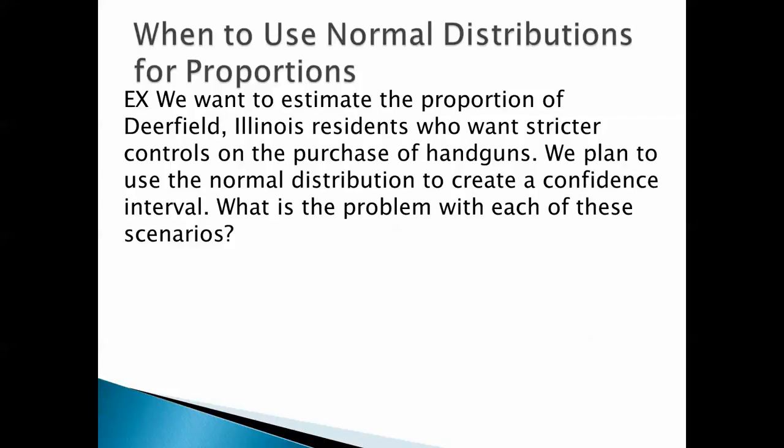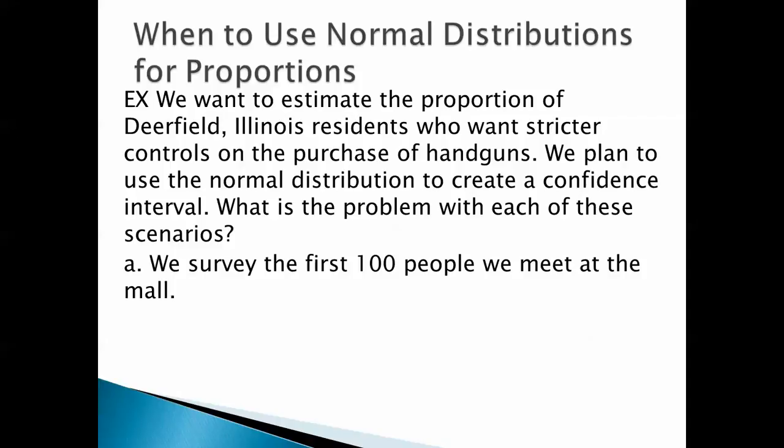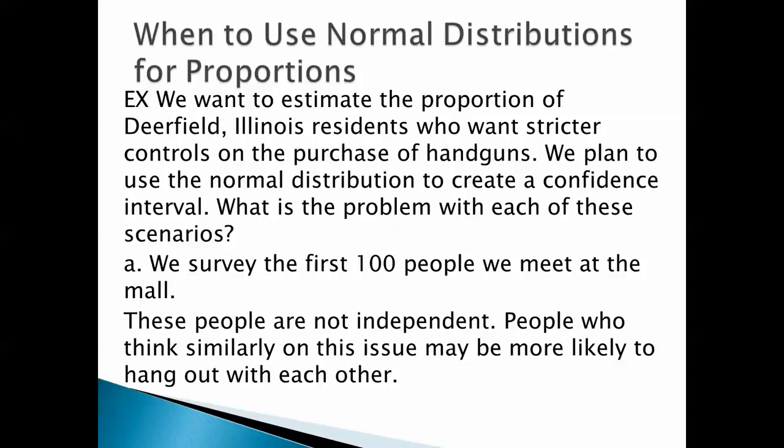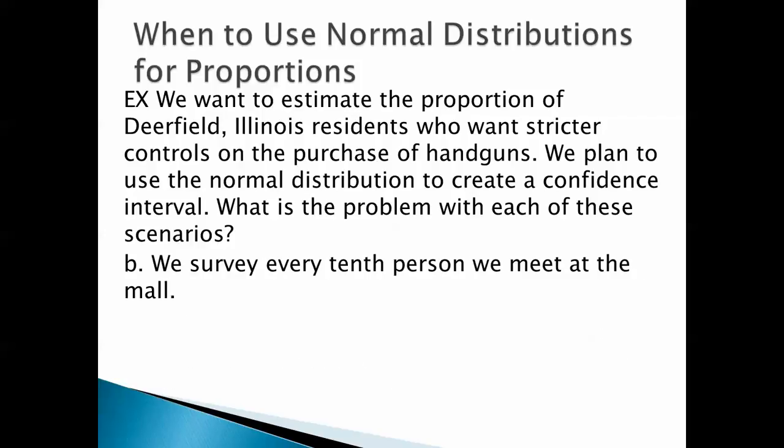For example, let's say we want to estimate the proportion of Deerfield, Illinois residents who want stricter controls on the purchase of handguns. We plan to use the normal distribution to create a confidence interval. What is the problem with each of these scenarios? A. We survey the first 100 people we meet at the mall. Well, these people are not independent. People who think similarly on this issue may be more likely to hang out with each other. You can't do that.